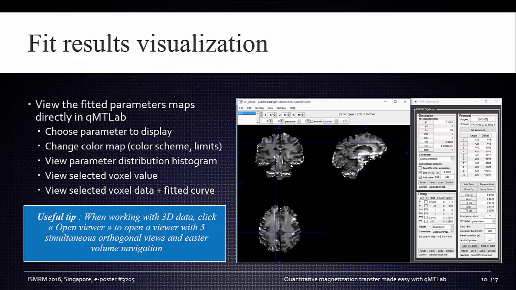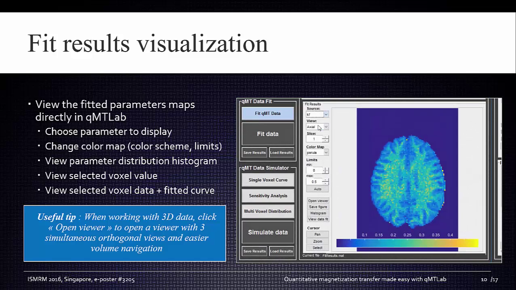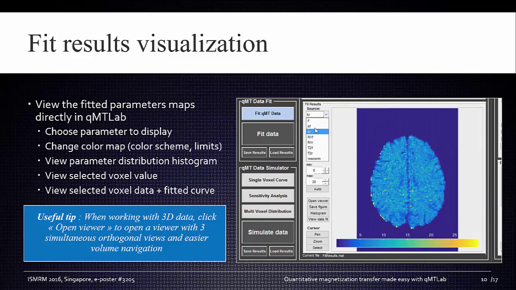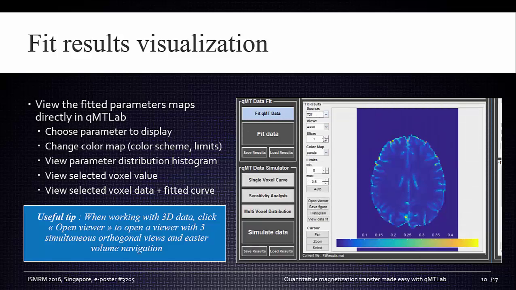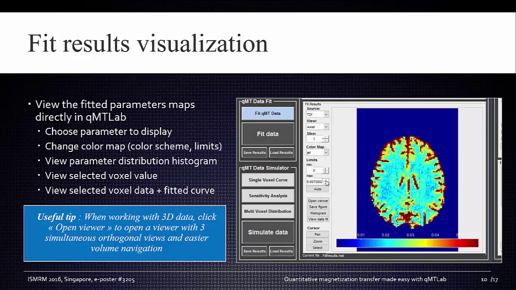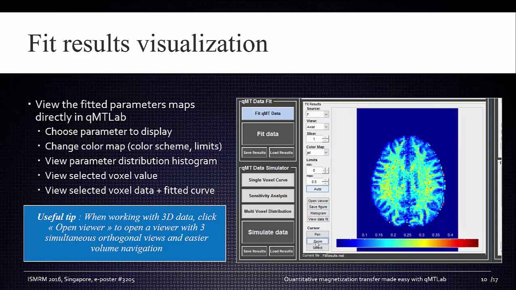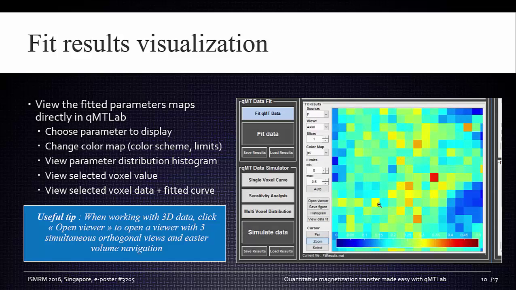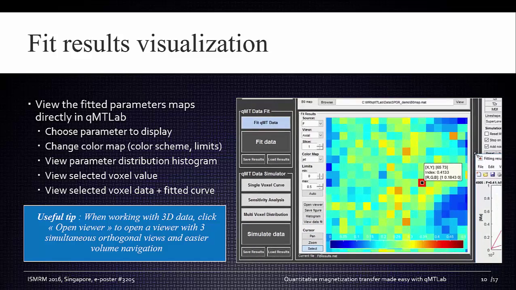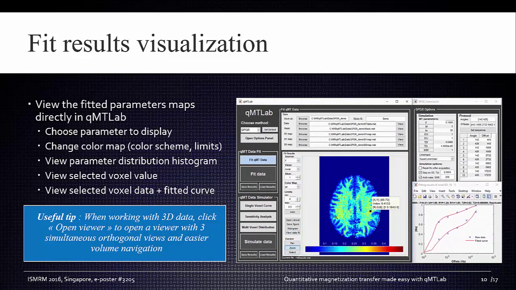You also have the option to open your 3D data in an external viewer for easier navigation that shows you the 3 orthogonal views. You also have the option to plot the distribution histogram of the current data, and view the value for a certain voxel that you select, and like I told you before, view the fitted curve for this voxel, for example.